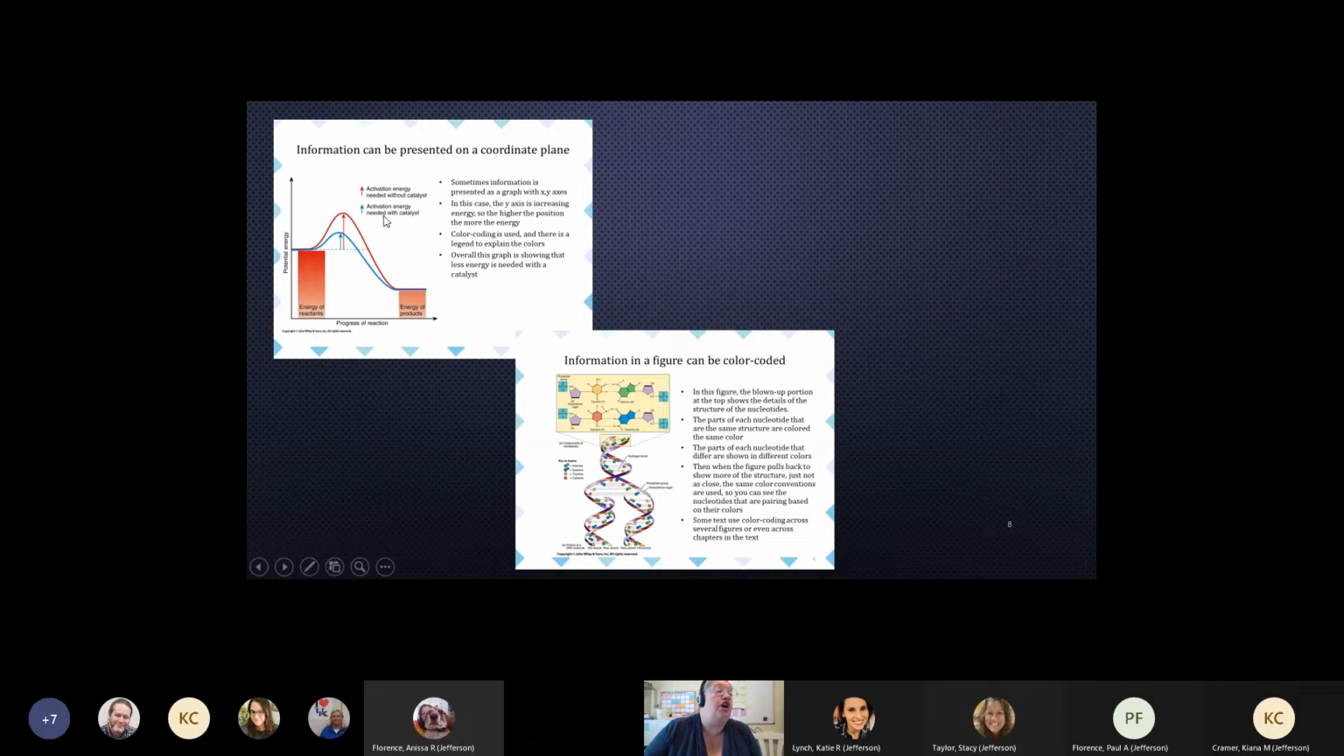They're using both color as well as this XY coordinate to try to convey the information that more energy is required without a catalyst. In biological systems, that catalyst is an enzyme. And so overall, this graph is showing that activation energy is lowered in the presence of an enzyme. But if you show this figure to a student and say, summarize this figure in one sentence, it takes them a little while to get there.